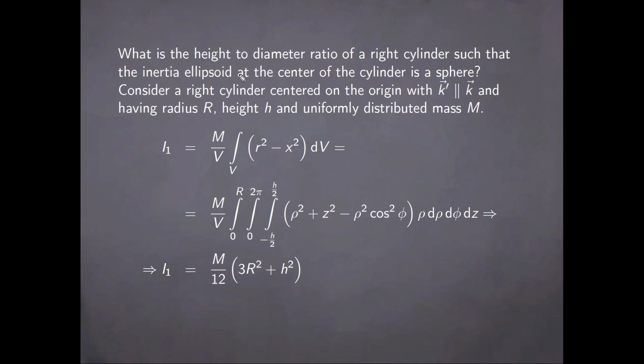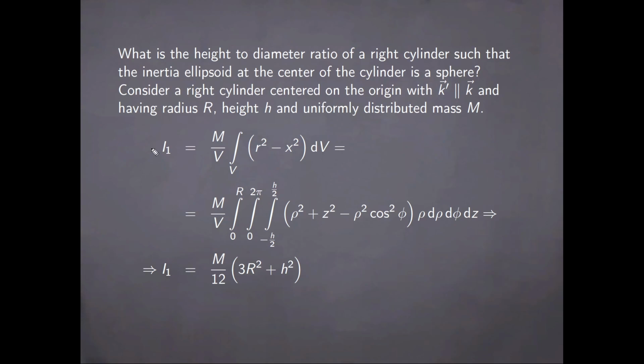To help with the concept, we can try to illustrate it by a simple example. Namely, we would like to answer the following question. What is the height to diameter ratio of a right cylinder such that the inertia ellipsoid at the center of the cylinder is a sphere? We are to consider a right cylinder centered on the origin, having its symmetry axis parallel with the vertical axis, and having a radius given by capital R, a height h, and uniformly distributed mass m.